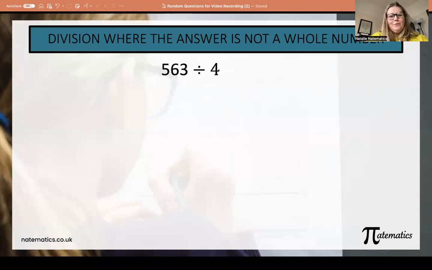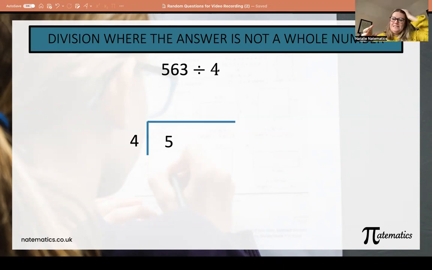Okay, so here is your question, which is showing how we will do a bus stop method division, but where the answer isn't a whole number. So when you get to the end of that last digit, which is a 3, oh, I've got a remainder. What do I do? Okay, so what we're going to do is, remember from before, we put the 563 inside that bus stop, because we're splitting that into 4. So if we were to split this into 4 piles, 4 people, whatever that 4 represents, how much will there be in each one?